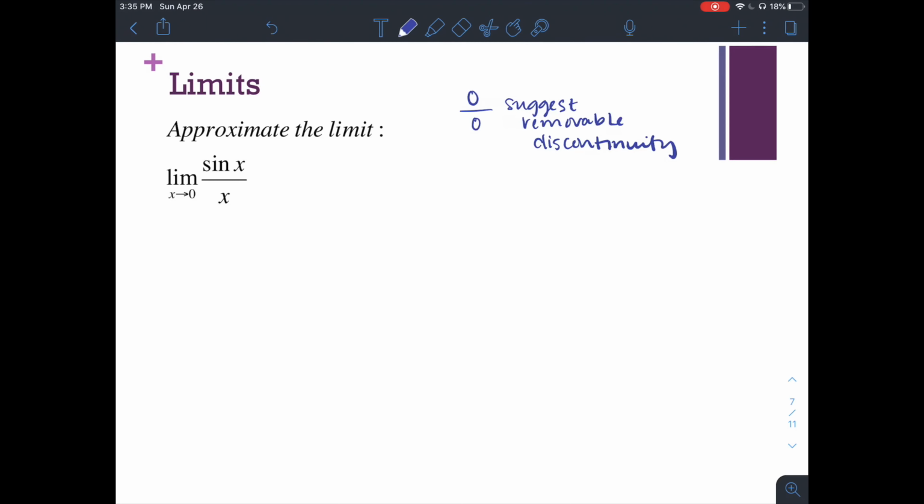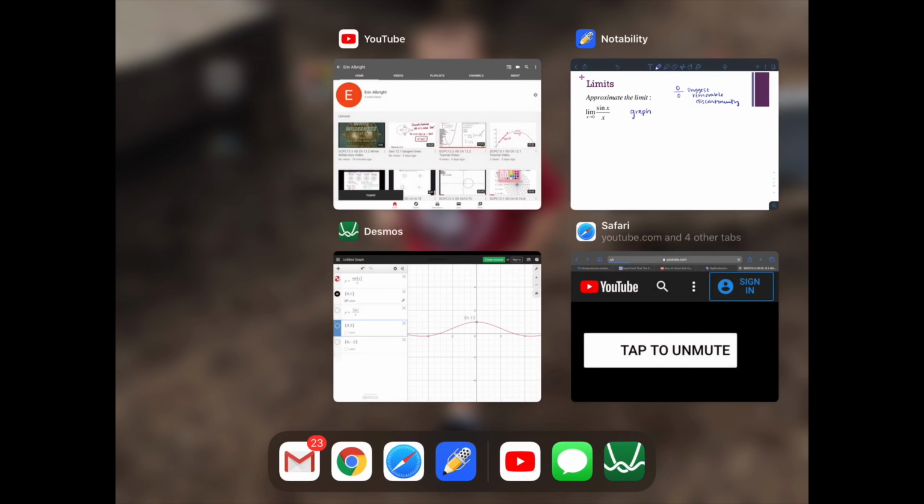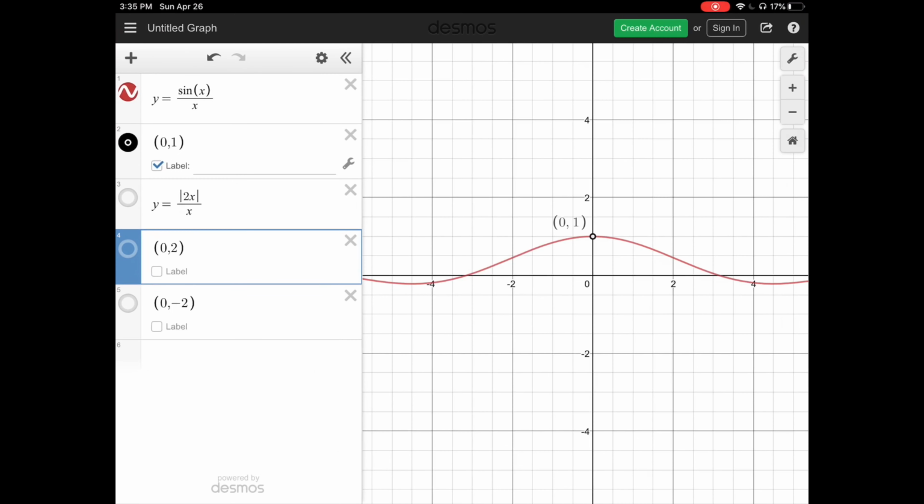This actual limit, you might see if you take Calc 2, and you'll see how we can write sine in a different way, and that you can do some factoring then and cancel, but we're not going to get into that. So what we're going to do is look at the graph to help us. So I'm going to use Desmos. You can use your graphing calculator if you want.